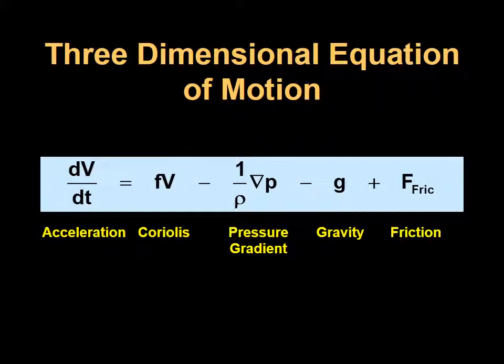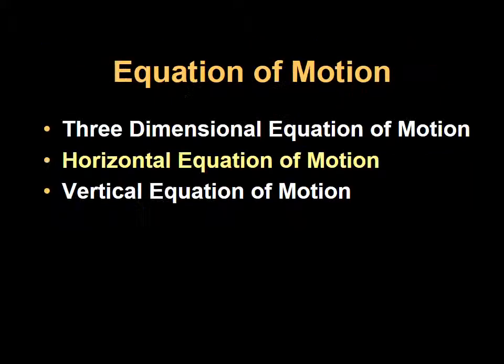So here's our equation, and actually this is something that you probably should remember. You might have to do this on the exam where we talk about forces and the equation of motion. We can see that accelerations result from an imbalance of these four forces, those four forces being Coriolis, pressure gradient, gravity, and friction.